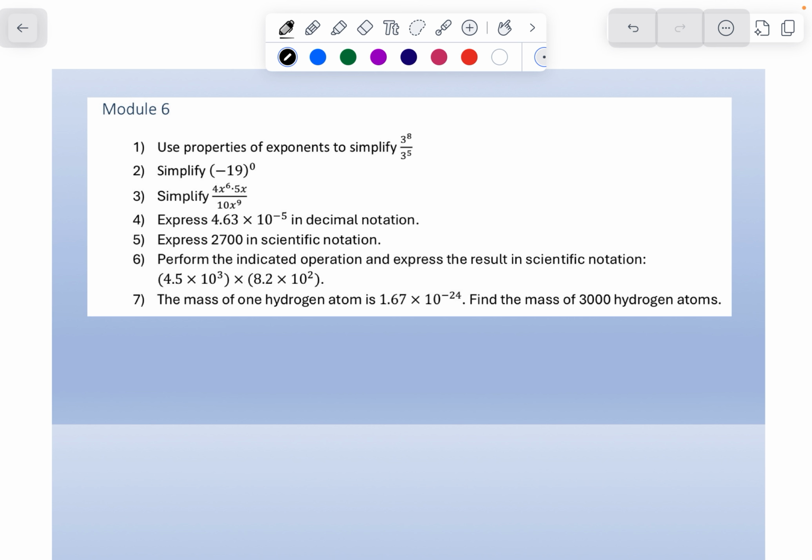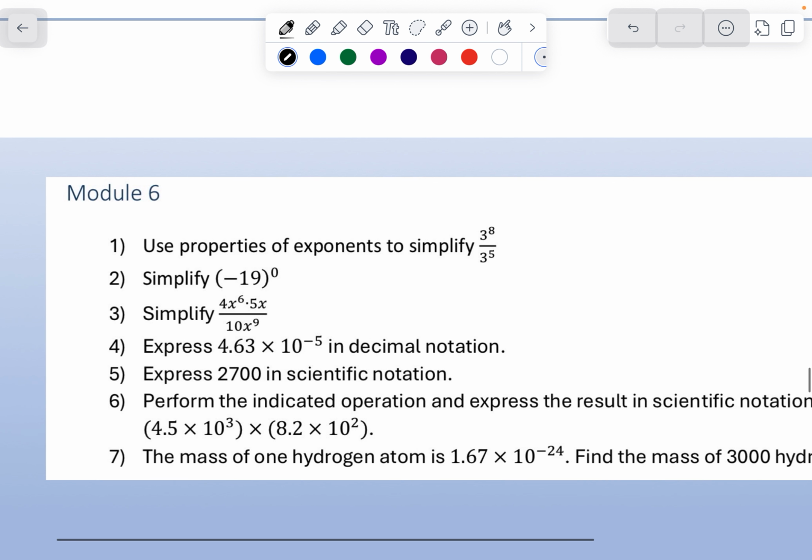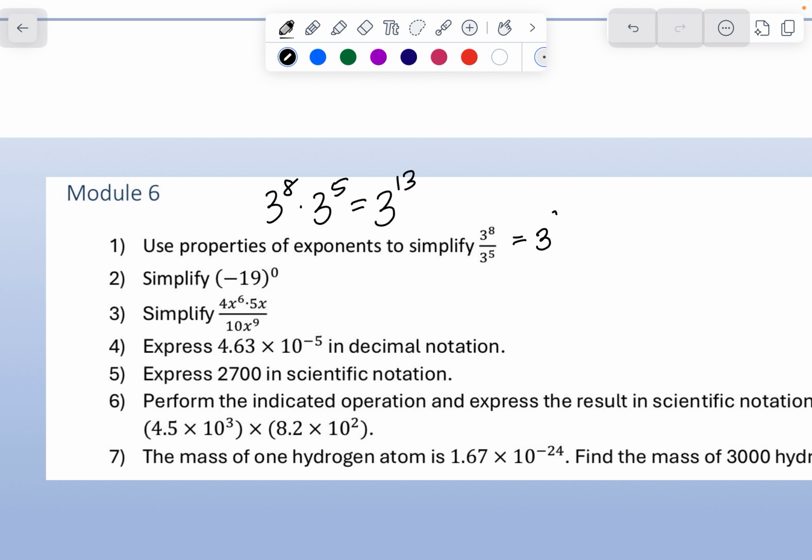So although they didn't do this, if it was 3 to the 8th times 3 to the 5th, you keep the base and add the exponents. But if it is 3 to the 8th divided by 3 to the 5th, we keep the base and we subtract those exponents. So it would be 3 to the 3rd. So be careful of that.